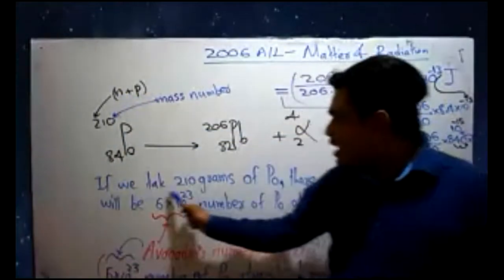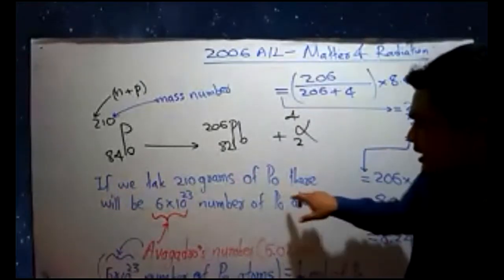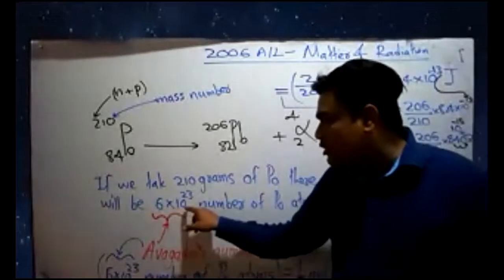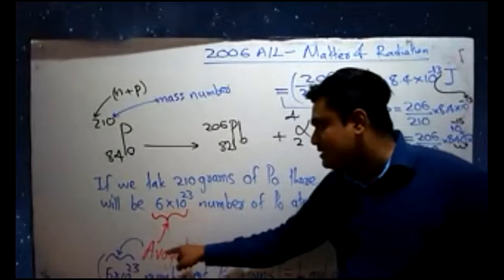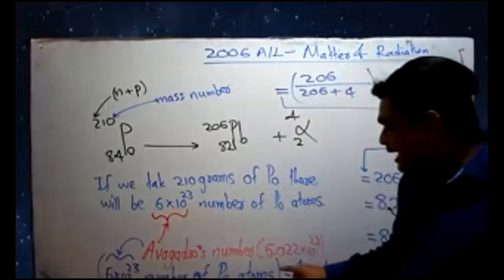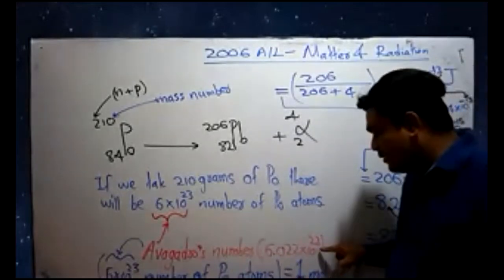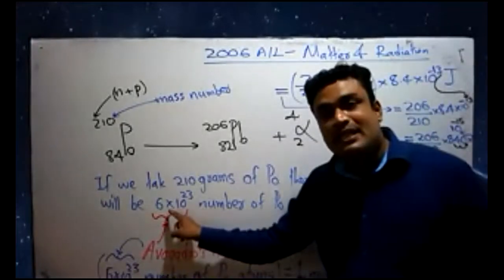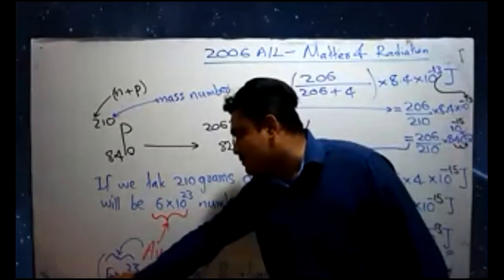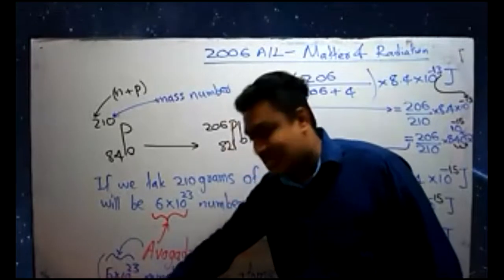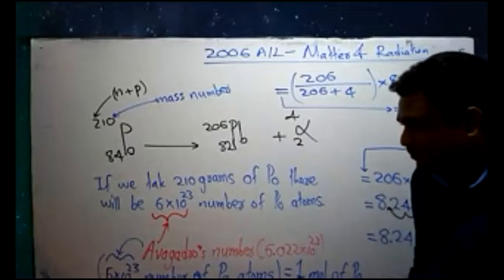If we take 210 grams of polonium, there will be 6 into 10 to the power 23 number of polonium atoms. This 6 into 10 to the power 23 is said to be Avogadro's number. The accurate value is 6.022 into 10 to the power 23, but we use the value given in the examination. If we take 6 into 10 to the power 23 polonium atoms, that is equal to 1 mole of polonium.